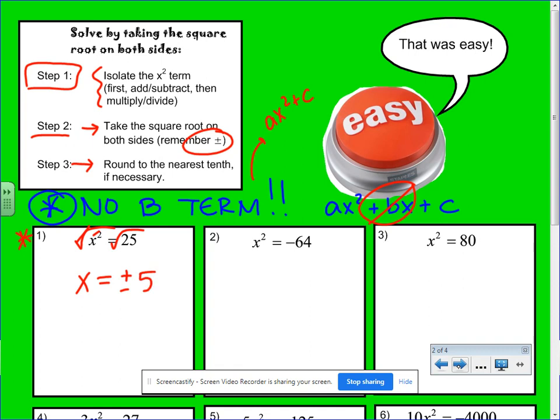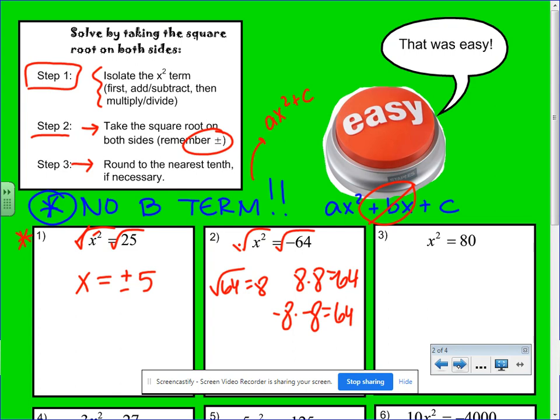Now number 2, I'm going to throw you for a loop here, because if I try to take the square root on both sides, you can't take a square root of a negative number, right? The square root of regular 64 is 8. But there are no two numbers that you can multiply together to get a negative number that are the exact same as each other. If I have 8 times 8, that's 64. And if I have negative 8 times negative 8, that's also 64. If I'm squaring something, I'm multiplying the exact same thing by itself. So I can't have 8 times negative 8, because 8 and negative 8 are not the same number.